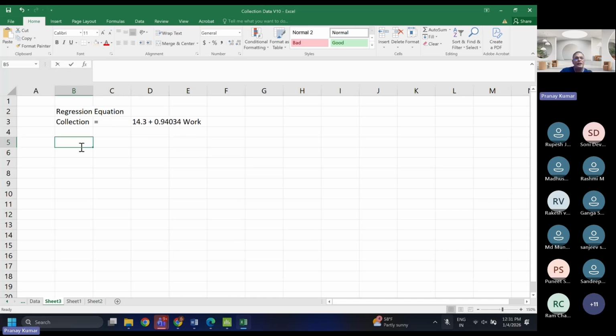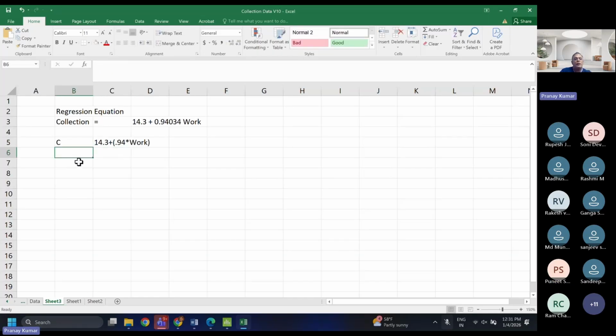Right. Let me write it. C equal to 14.3 plus 0.94 times of work. This is what it is saying currently. This is the formula that we've gotten so far.